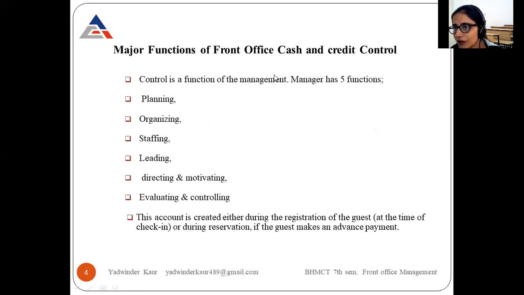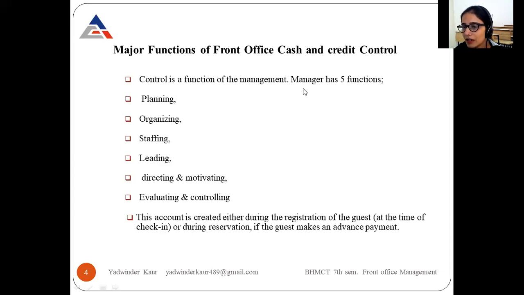Major functions of front office cash and credit control. Control is a function of management. Management has five functions for control: planning, organizing, staffing, leading, directing and motivating, evaluating, and controlling.